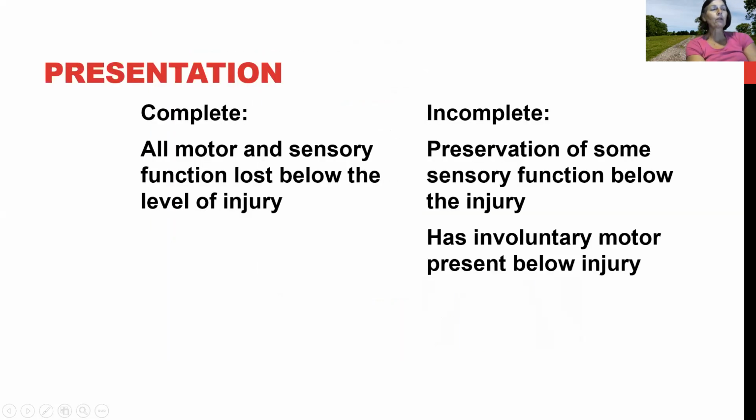So we talk about spinal cord injury. We also talk about a complete injury or an incomplete injury. A complete injury means that there's no motor, no sensory function below the level of injury. Nothing. They cannot move. They cannot feel. An incomplete spinal cord injury means that we've preserved some sensory function below the injury, and there might be some involuntary motor movement below the level of injury. So it's better to have an incomplete spinal cord injury than a complete one. A complete one would be worse.